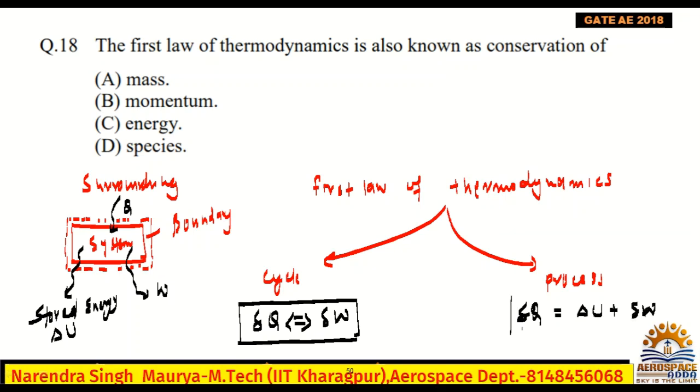This is for the process. So in both cases, what are you talking about? The energy. Heat is energy, work is a form of energy, internal energy is stored energy. So basically, the first law of thermodynamics is also known as conservation of energy. Understood? So what is the correct answer? Answer is C. I hope you understood this. All right, next.